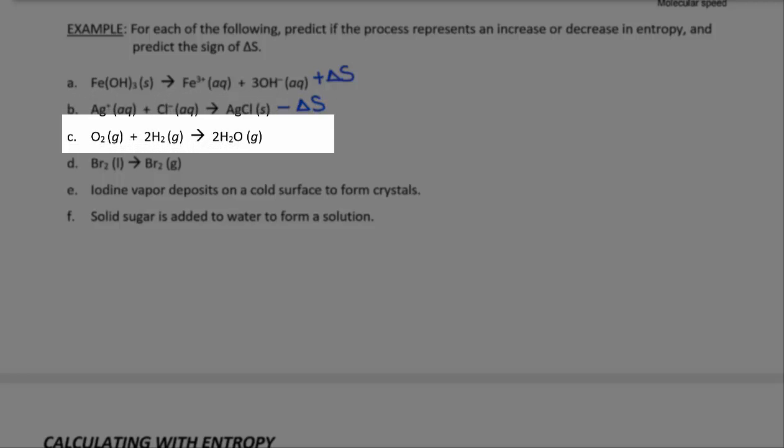All right, C. Let's look at the states first. We have a gaseous substance and a gaseous substance going to a gaseous substance. So they're all gases, so it's not increasing or decreasing entropy as far as the states are concerned. So let's look at the number of moles. We have 3 moles of reactants and we have 2 moles of products. We're going from 3 to 2 moles. We are decreasing the number of molecules, therefore decreasing the entropy.